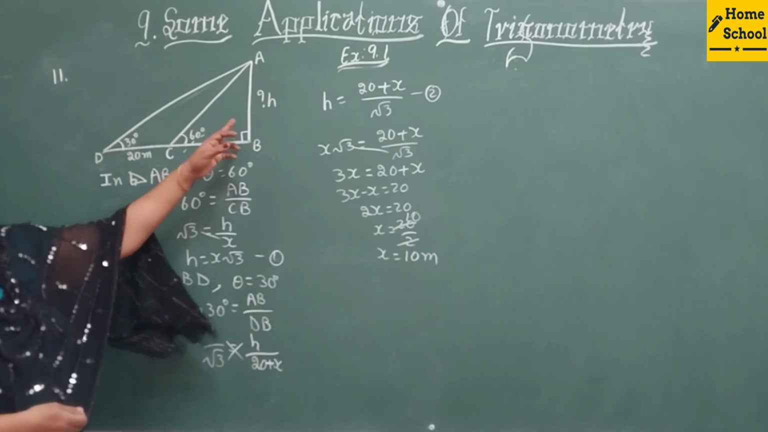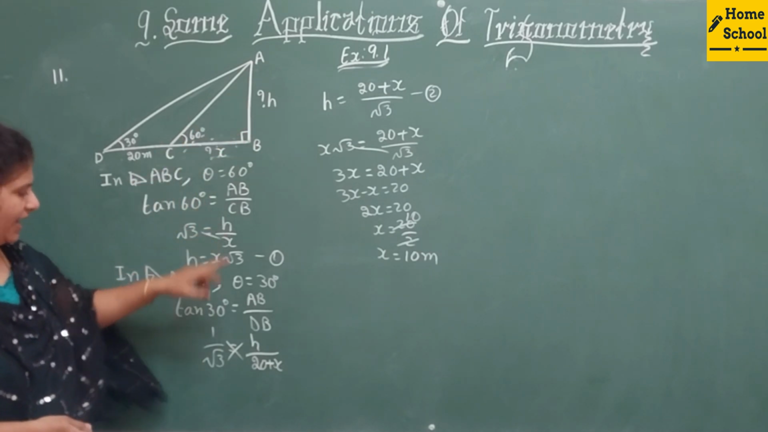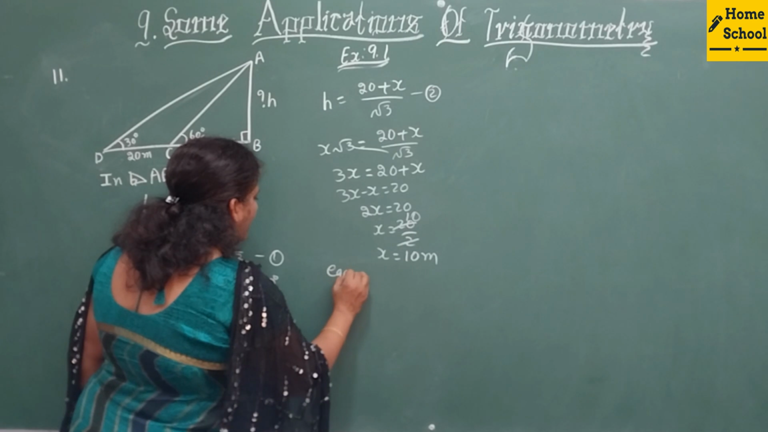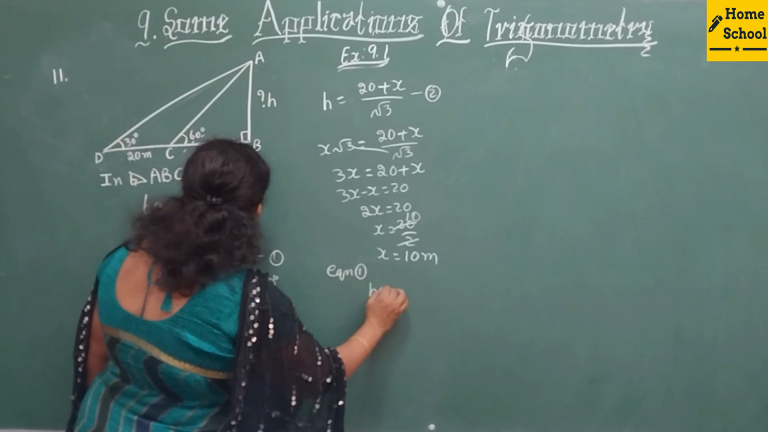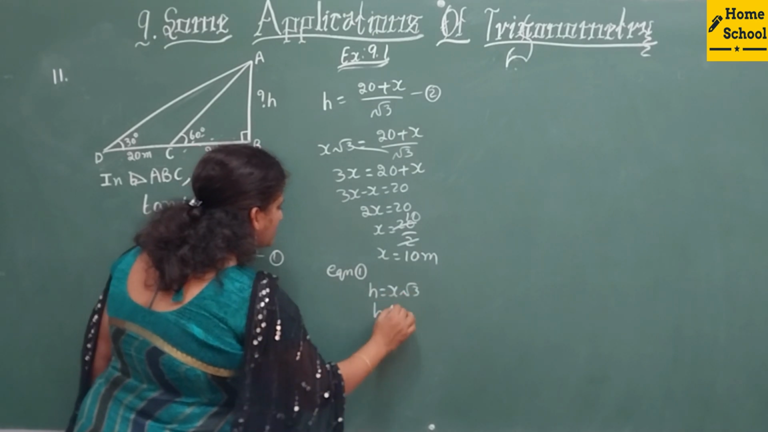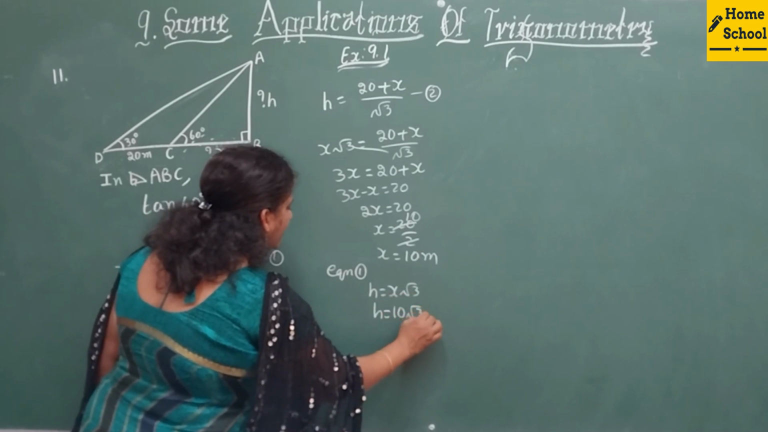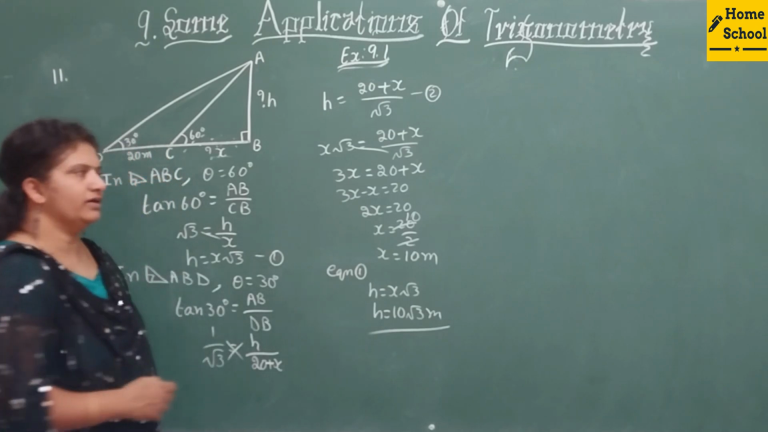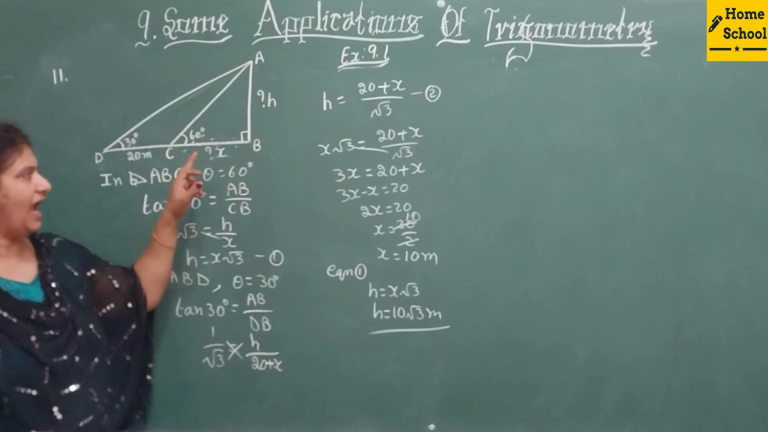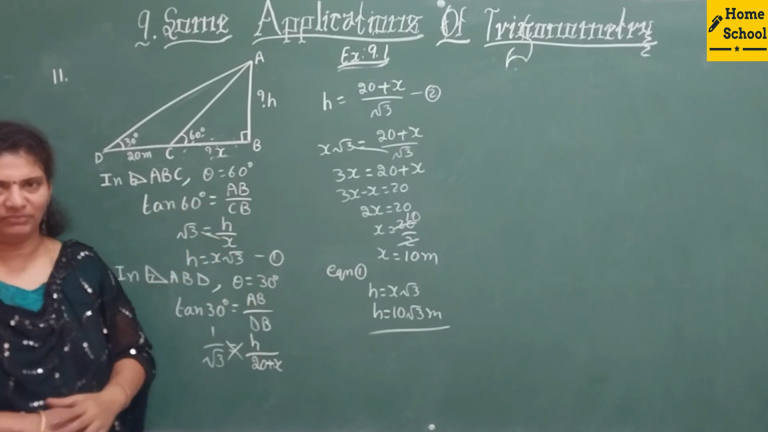And coming to the height of the tower, h, from equation 1 we know h is equal to x root 3. That is, substitute the x value, h is equal to 10 root 3 meters. Therefore, the height of the tower is 10 root 3 meters and the width of the canal is 10 meters.